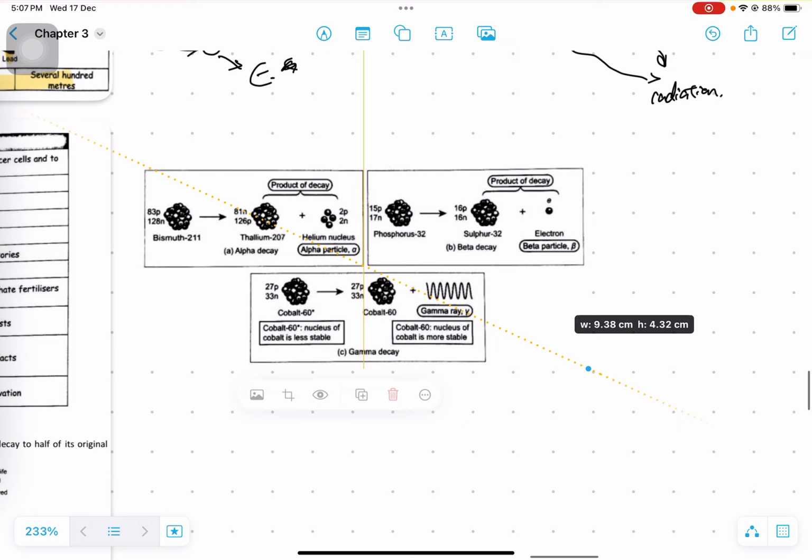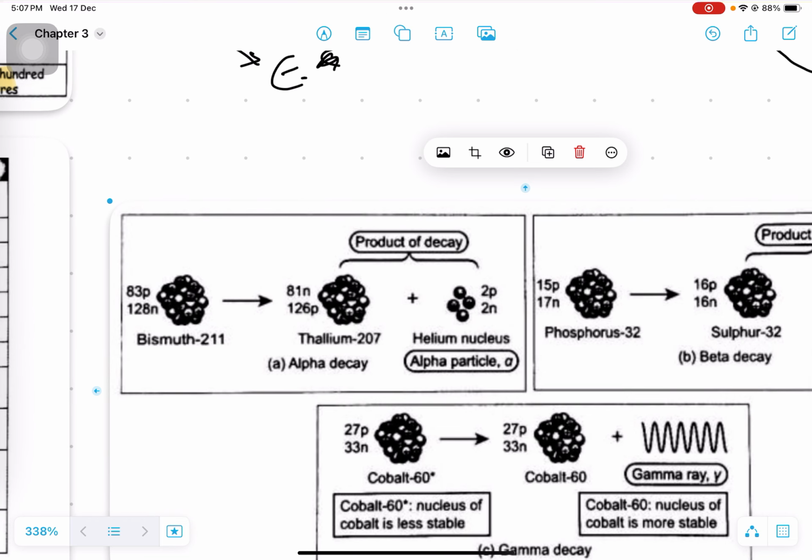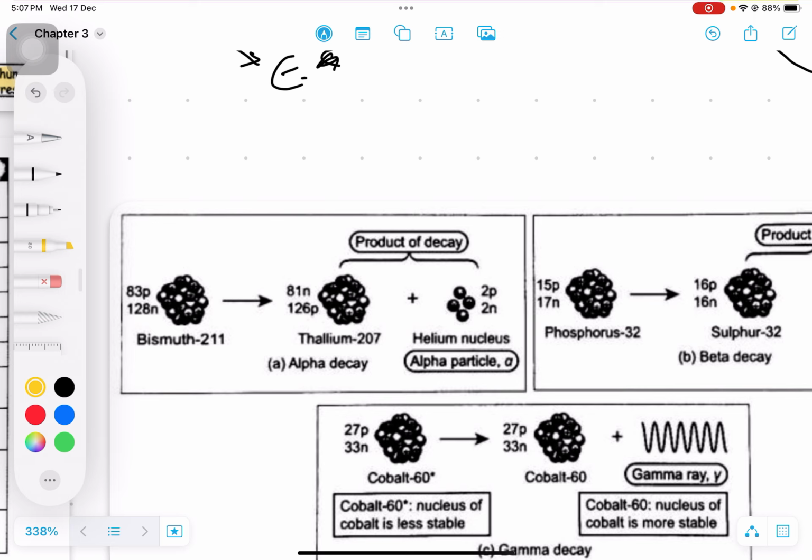Okay, so this one is just proton and neutron. This is inverted, so it's not that good, but we can still take a look. So you can say it is 128 neutron and 83 proton. Once they release, we minus 2 proton and minus 2 neutron, it becomes 81 and 126, and it's 2 proton and 2 neutron. Okay, so it's very simple.